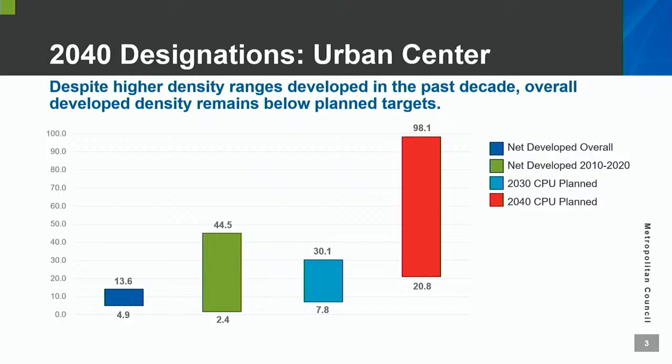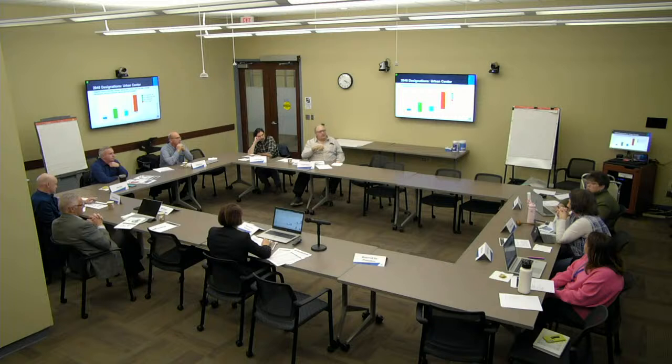Just for my clarification, red 98.1, are you saying that cities in their comp plans said they're going to put 98 units to an acre? Yes, that's the city of Minneapolis. Twenty stories high? Or more, yeah. I got you, because an acre isn't all that big, you put an apartment building on it or something.